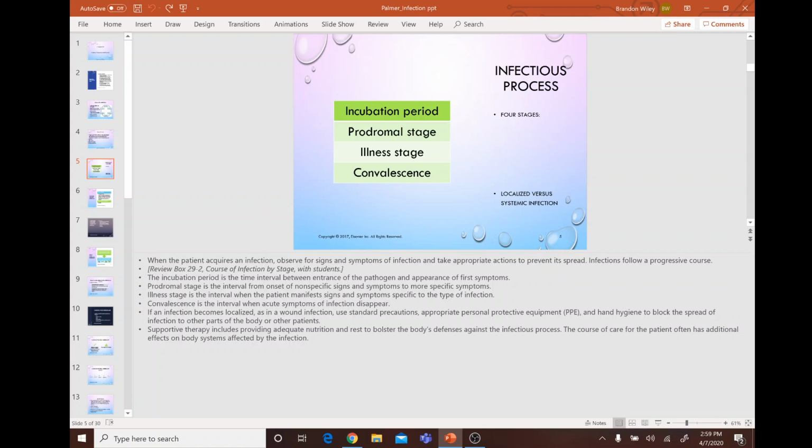Okay, what's the prodromal stage? This goes from non-specific symptoms to a little bit more specific symptoms. What's the illness stage? You're seeing more signs and symptoms, but they're more specific to that type of infection. Like a UTI in older adults, you'd see confusion. Then what's convalescence? When the acute symptoms of infection disappear.